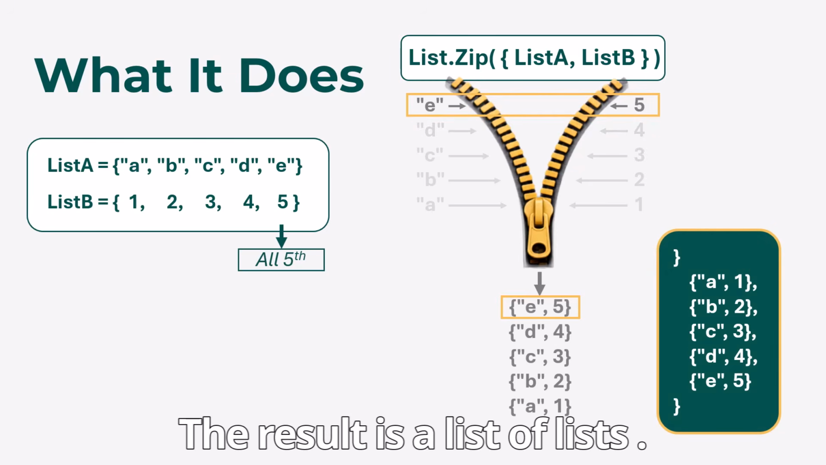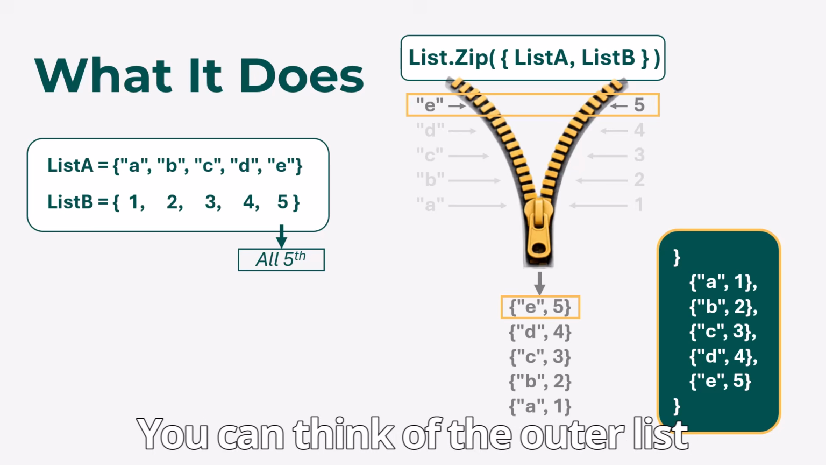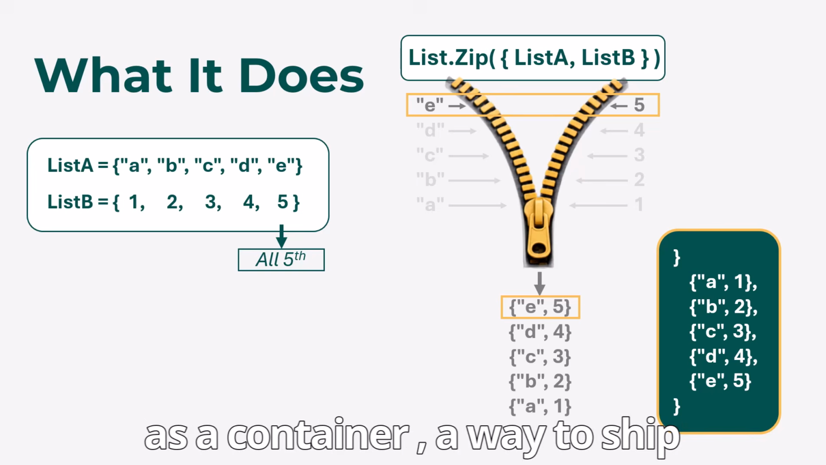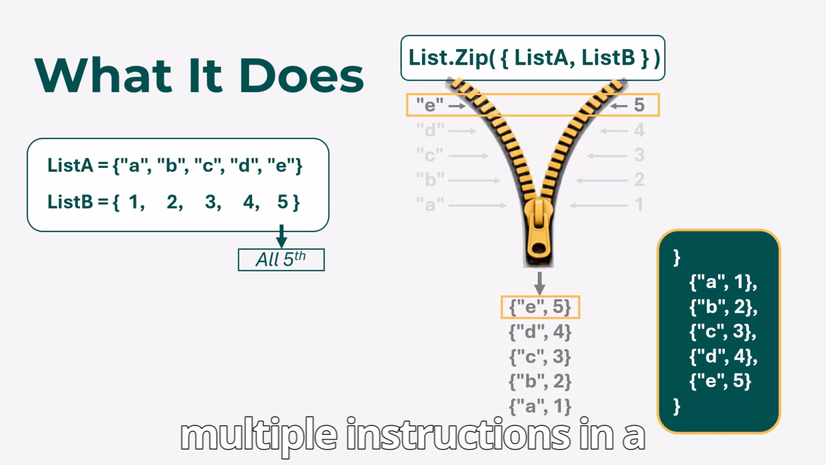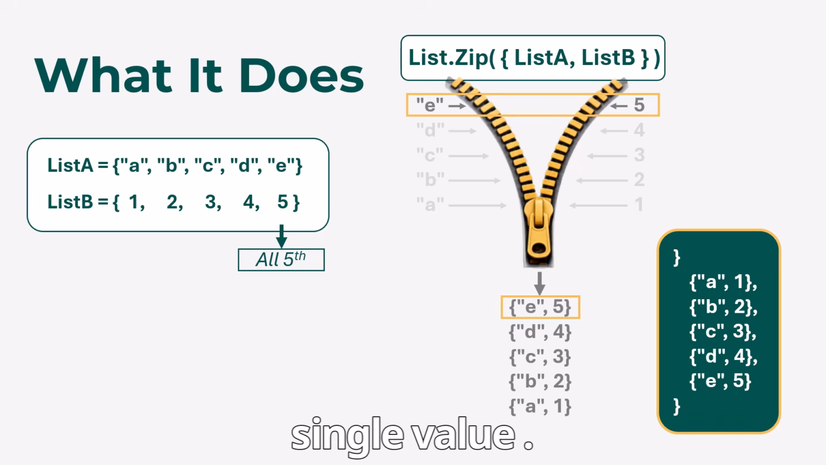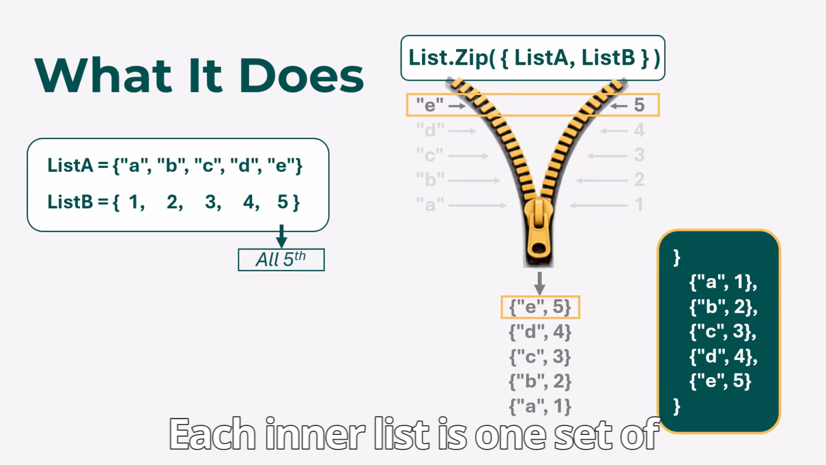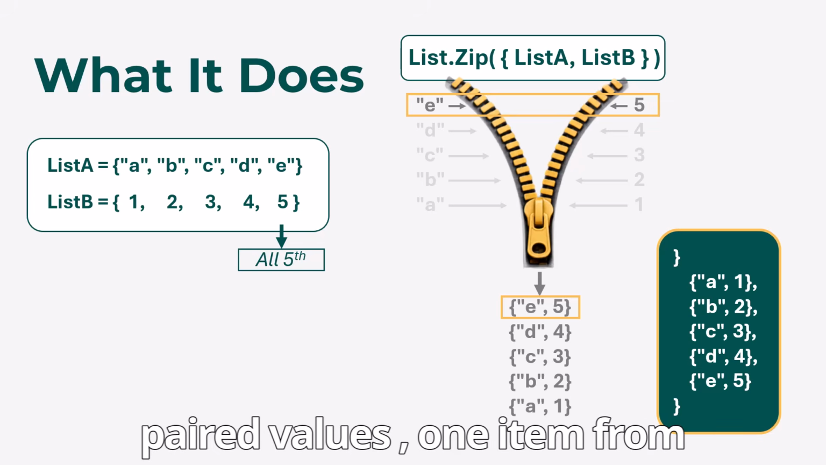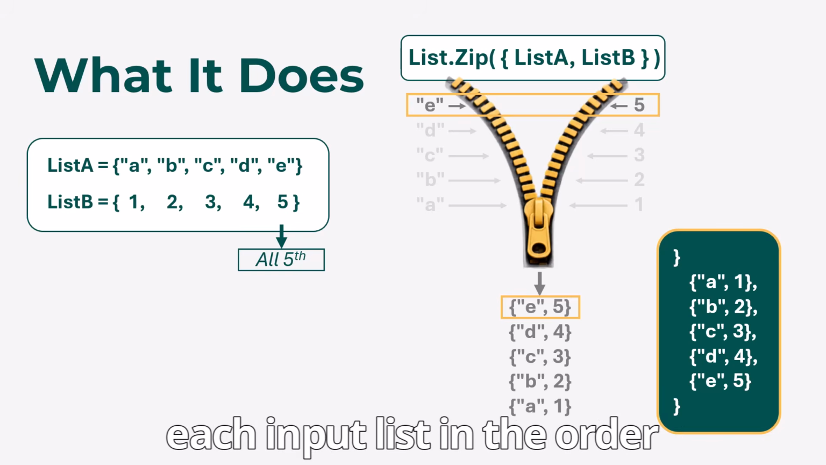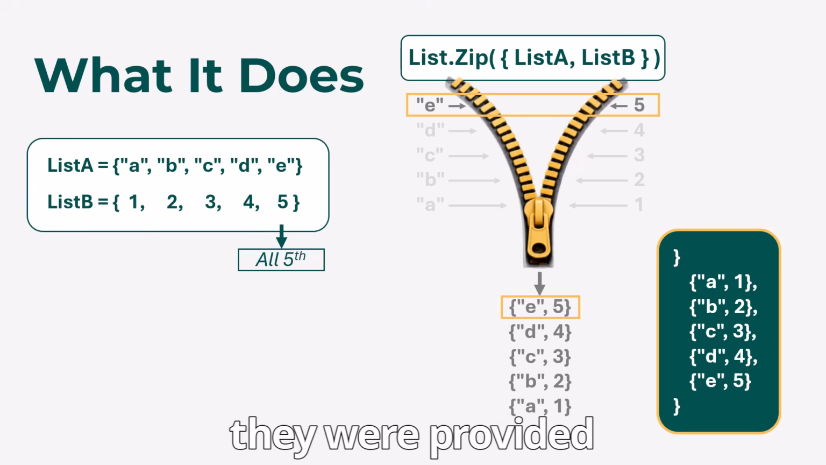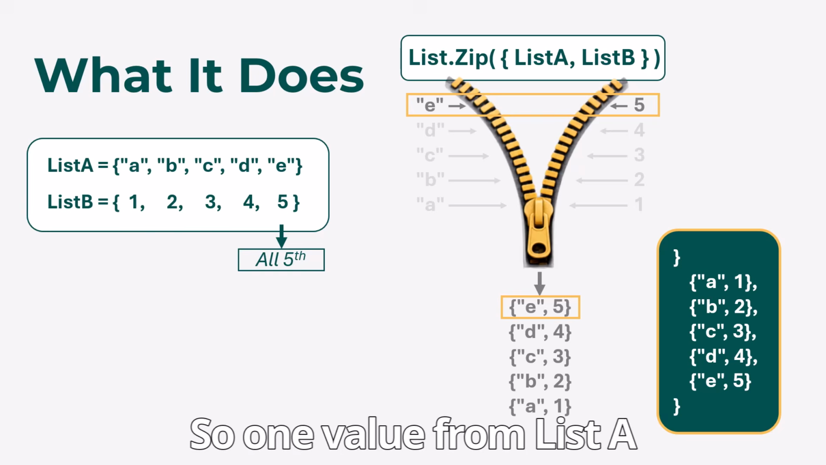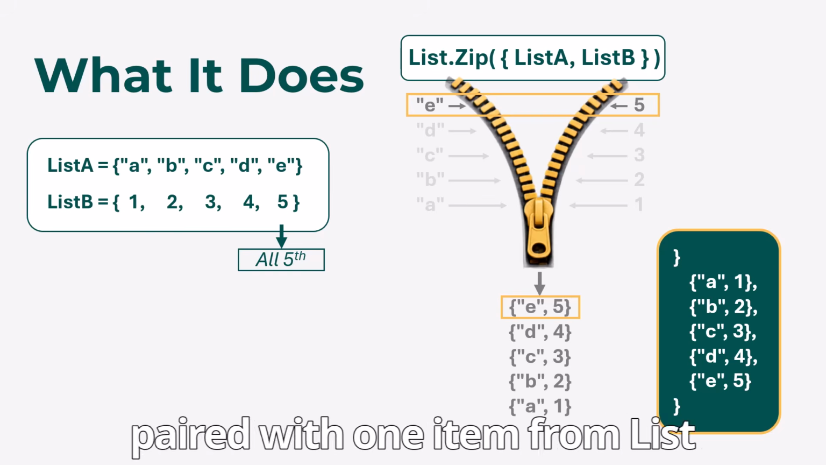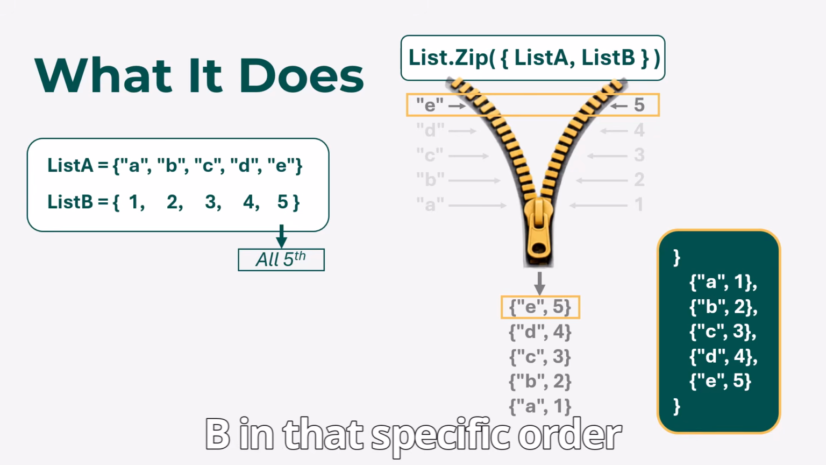The result is a list of lists. You can think of the outer list as a container, a way to ship multiple instructions in a single value. Each inner list is one set of paired values, one item from each input list in the order they were provided. So one value from list A, paired with one item from list B in that specific order.